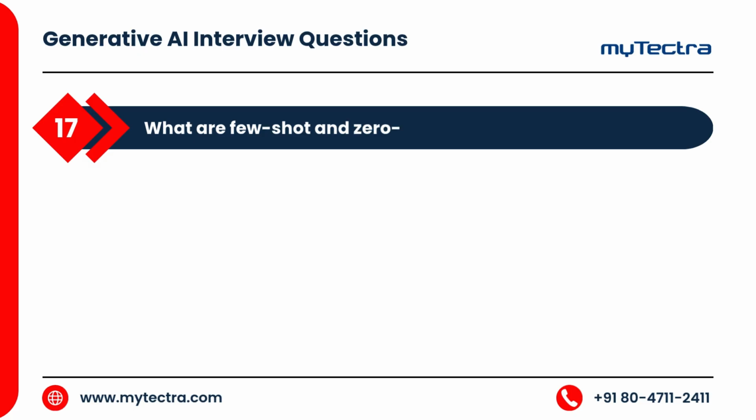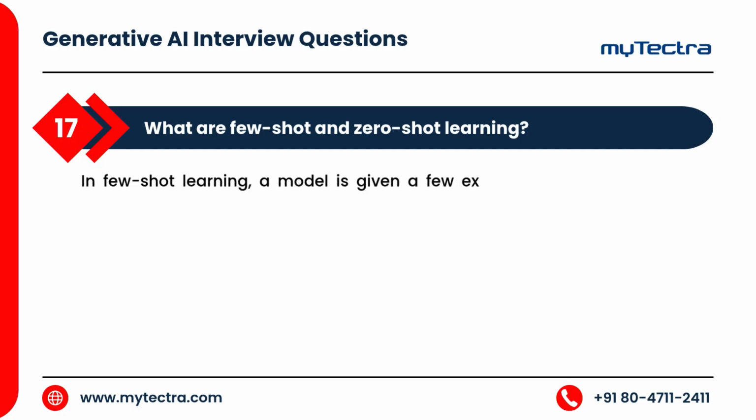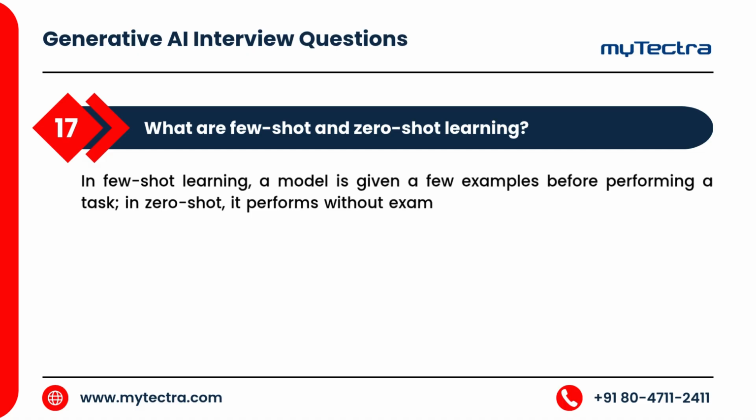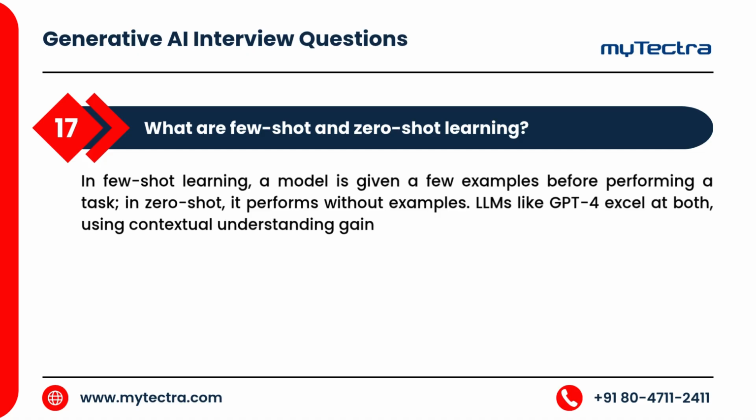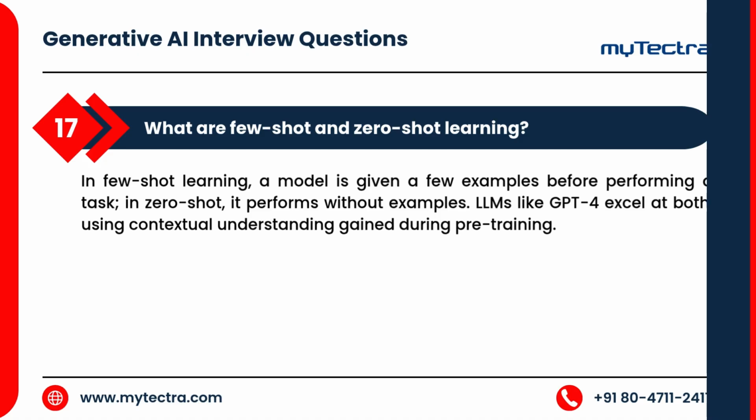What are few-shot and zero-shot learning? In few-shot learning, a model is given a few examples before performing a task. In zero-shot, it performs without examples. LLMs like GPT-4 excel at both, using contextual understanding gained during pre-training.